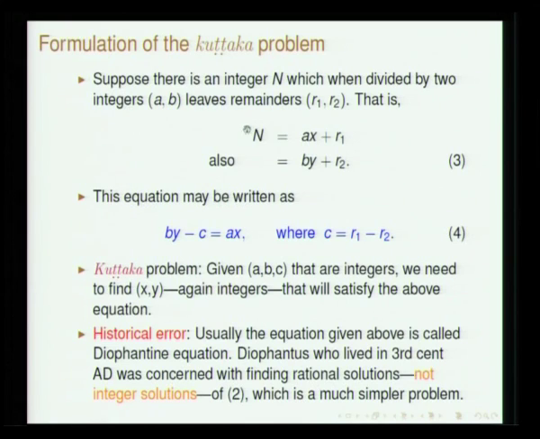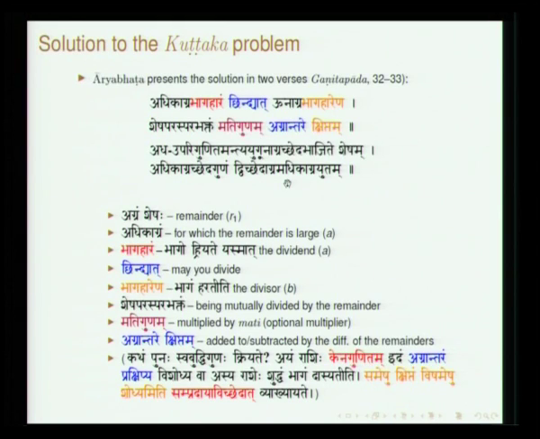Okay. If you go back and see this, n is equal to ax plus r1 and by plus r2. So, r1 and r2 are referred to as Agras. So, Adhikagra: if r1 is greater than r2, you call r1 as Adhikagra and r2 as Unagra, fine. So, Adhikagra Bhagaharam Chindyat means, may you divide. Chedanam is cutting, so cutting is referring to the process of division here.